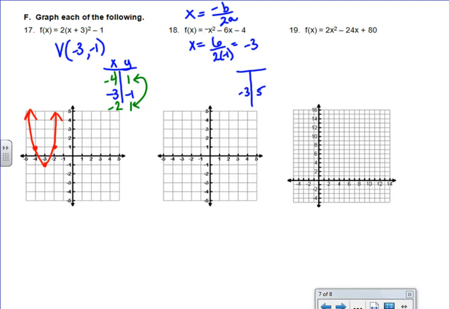And then again, I want to pick symmetrical points. So I'm going to go with negative 4 and negative 2 again.